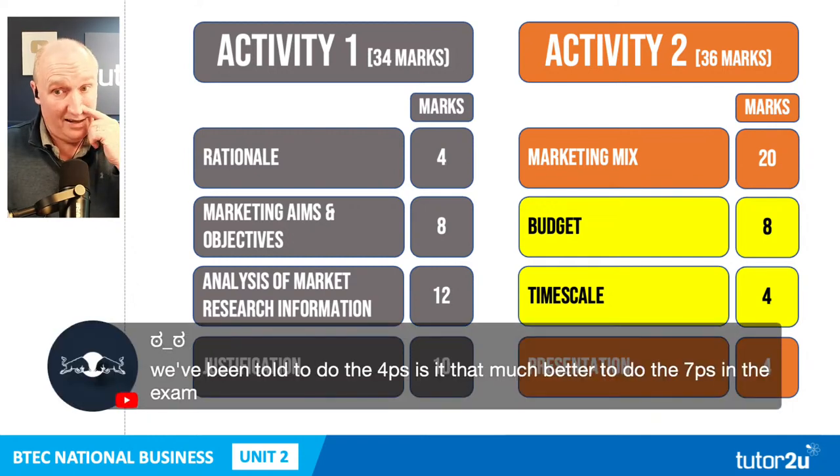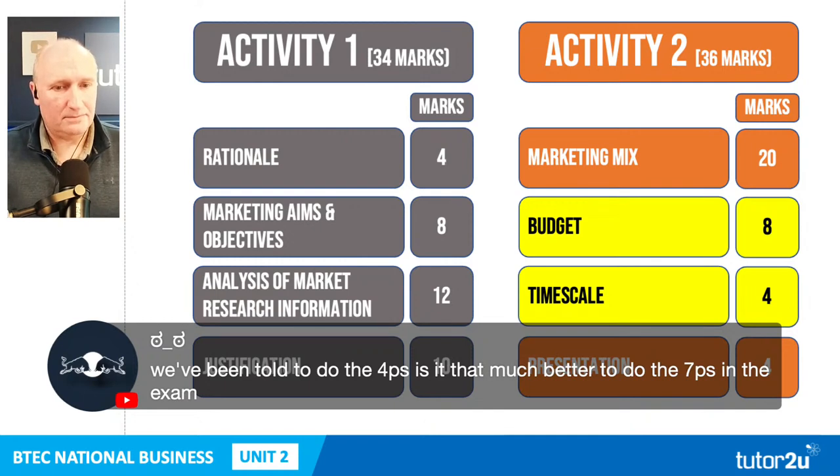This is a question about last night, but let's just deal with it. We've been told to do the 4 P's. Is that much better to do than the 7 P's? Well, as we said last night, you definitely need to do the 4 P's and do them well, and you should make reference to the other 3 P's where relevant. So, for example, if you can include something about people, process, or possibly physical environment, great. But it's much more important to focus on the four Ps.